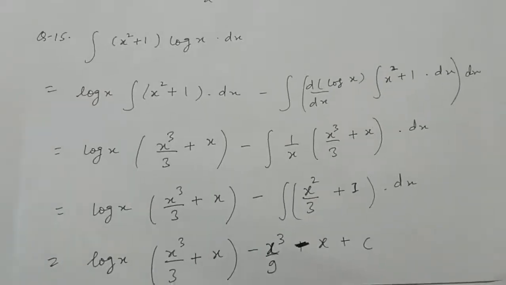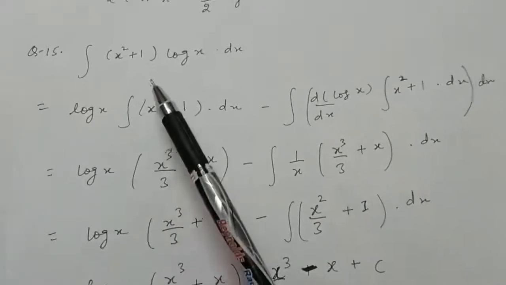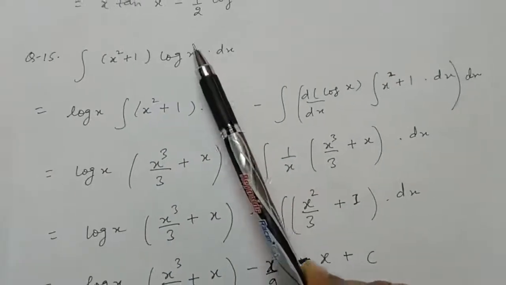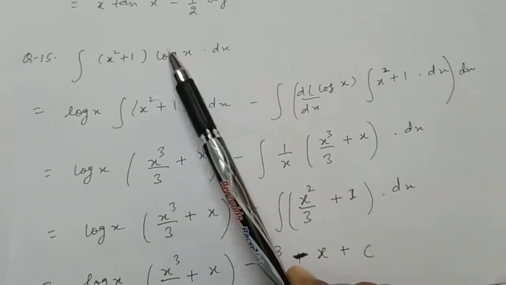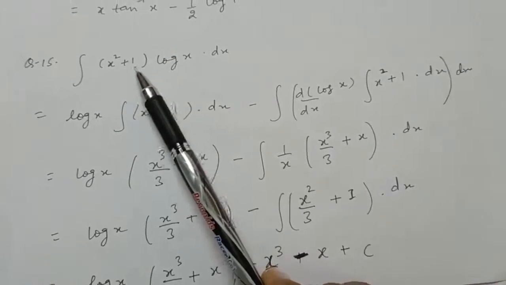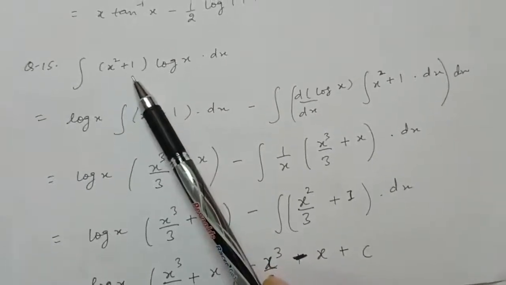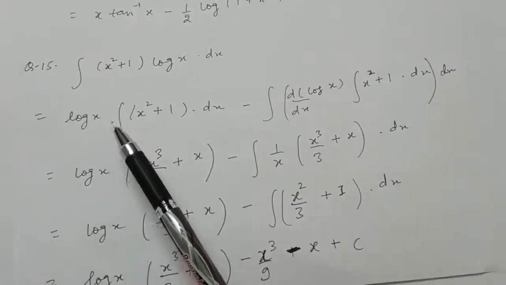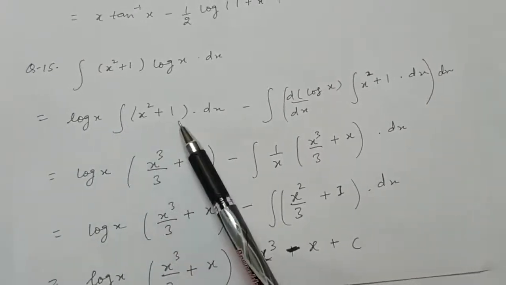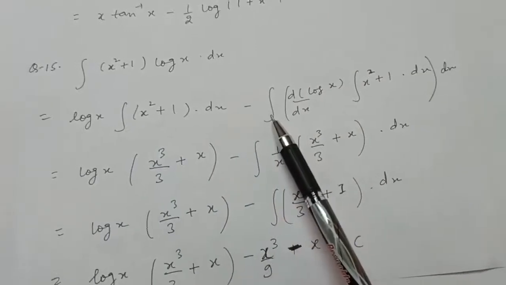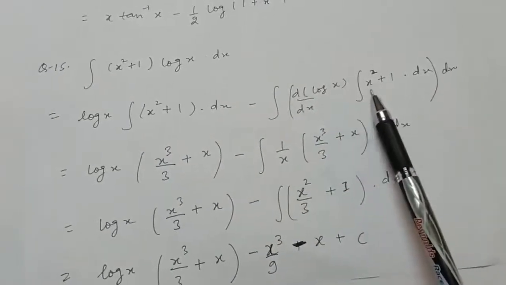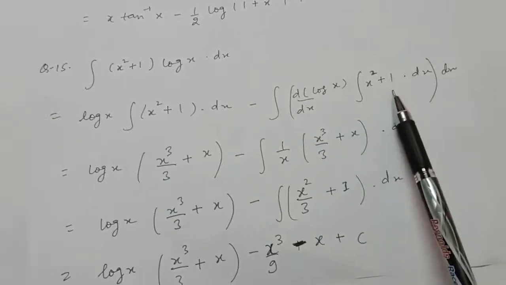Now question number 15 is the integral of x square plus 1 into log x dx. So according to ILATE, we will take log x as the first function and the algebraic function, that is x square plus 1, as the second function. Now apply integration by parts. So log x into the integral of this, minus the integral of the derivative of log x into the integral of the second function, that is x square plus 1.